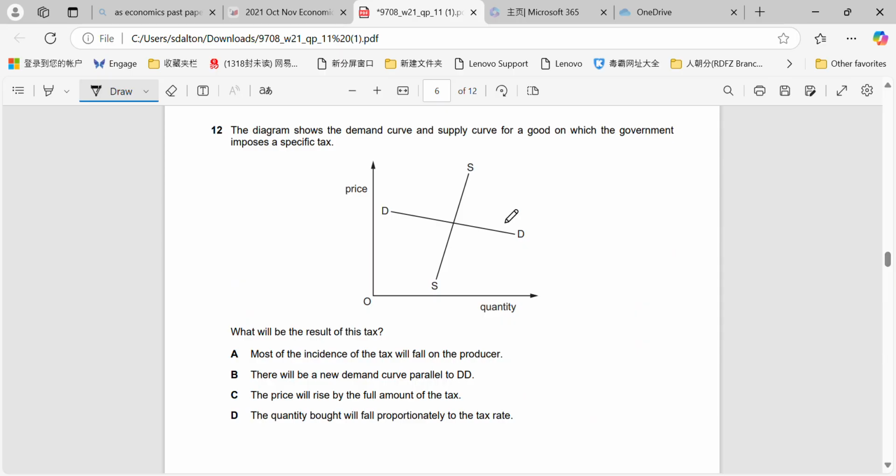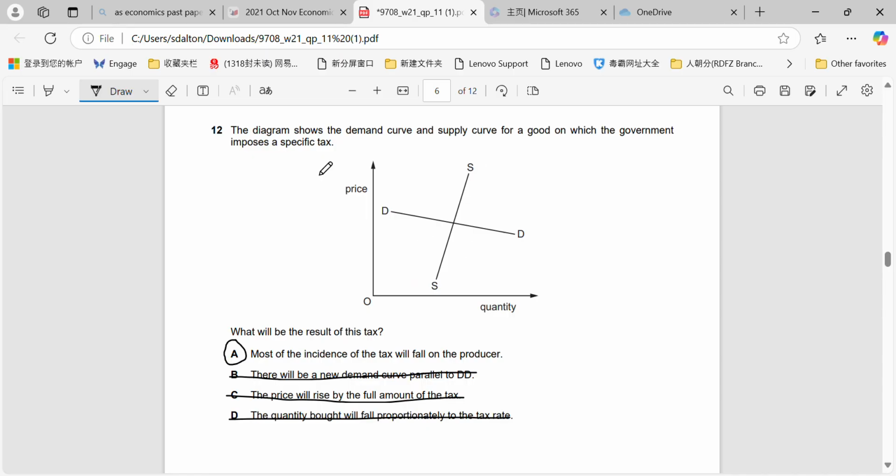Okay, question 12. Diagram shows demand curve and supply curve for a good on which the government imposes a specific tax. What will be the result of this? Okay, so straight away we can see the answer is going to be A, and I'll tell you why. As soon as you see the supply curve is more inelastic than the demand curve, the incidence of a specific tax will always therefore fall heavily on the producer. And in fact, when the supply curve is perfectly inelastic, all of the incidence of the tax will fall on the producer.